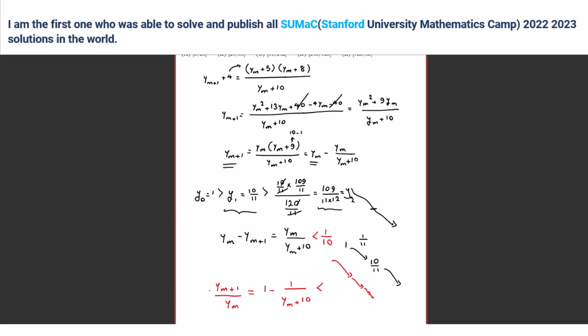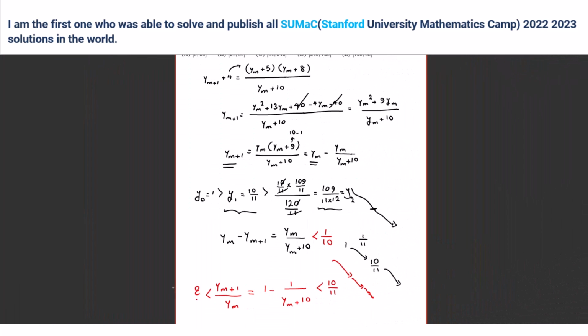Less than 1. Less than 1 minus 1 over 10. The first one, y0 is 1. So 1 minus 1 over 11, right? And let me check. If you decrease this, it means that you will increase this, right? Yeah. When you increase this, it means that you are decreasing this. So the maximum happens when this one is 1, right? Yeah. So it is 10 over 11. And the minimum is what? Try to find the minimum.